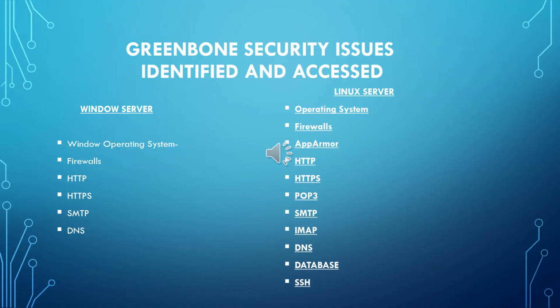In this slide, I'll go over Greenbone security issues that were identified and assessed. For the Windows Server, we will assess the Windows operating system, firewalls, HTTP, HTTPS, SMTP, and DNS. For Linux Server, we will assess the operating system, firewalls, AppArmor, HTTP, HTTPS, POP3, SMTP, IMAP, DNS, database, and SSH.